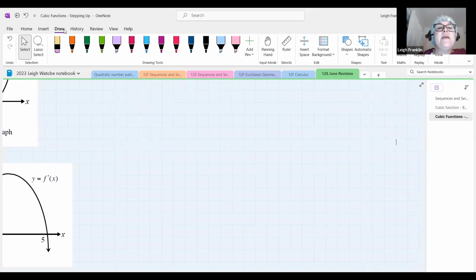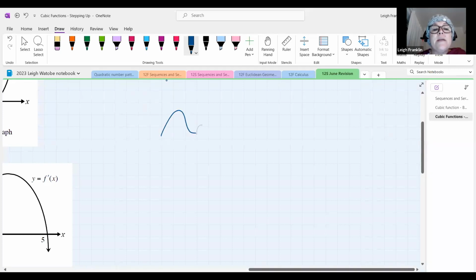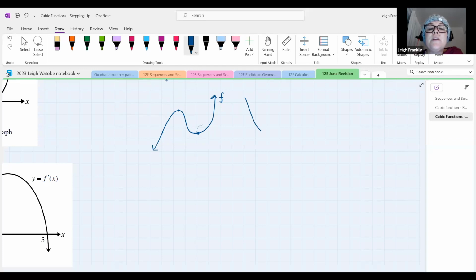If you have a cubic function that is concave down and then concave up, sorry, that wasn't a very nicely sketched cubic function. So that's your cubic function. The graph of your first derivative is always going to be a smiley face. And the graph of the second derivative is always going to be a straight line with a positive gradient.